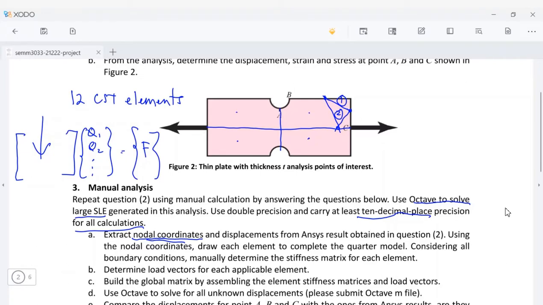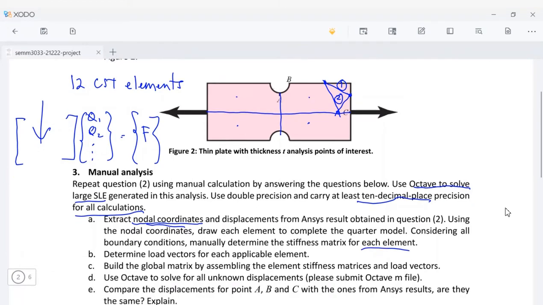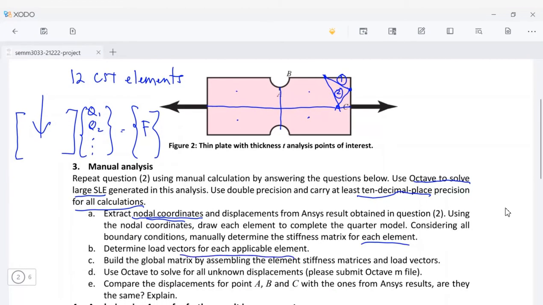Using the nodal coordinates, draw each element to complete the quarter model. So you have to draw manually. Considering all boundary conditions, manually determine the stiffness matrix for each element. So we have K1, K2, K3 until K12, and then determine the load vectors for each element. Element 1, element 2, element 3, and so on. And then build the global stiffness matrix, the global matrix for assembly of the element stiffness matrices and load vectors.